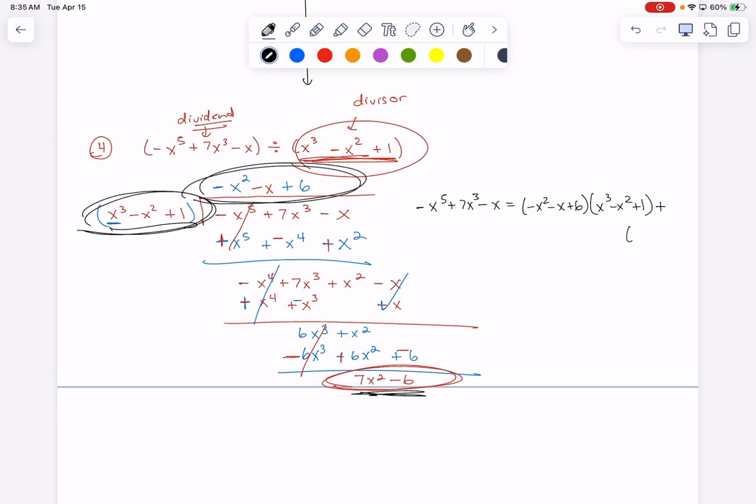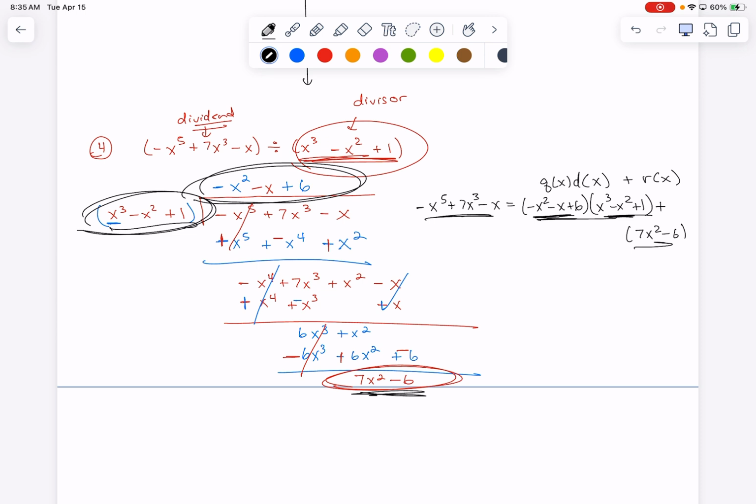So I've got the quotient q of x times the divisor d of x plus the what? Remainder. That's the division algorithm. So I've got the quotient times the divisor plus the remainder, which is just 7x squared minus 6. If you were to FOIL this and add this in, would you get back to this? Yep, that's the whole point.